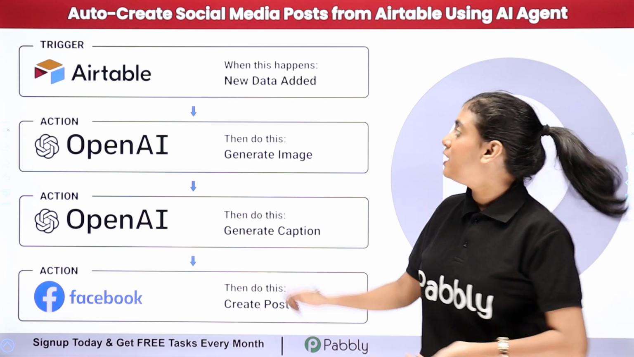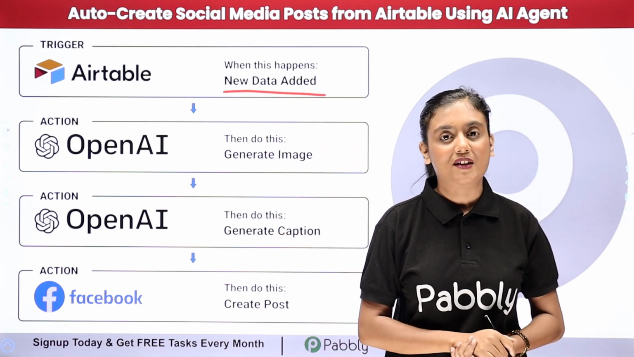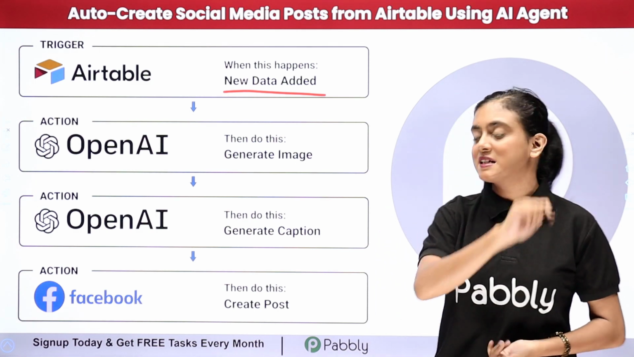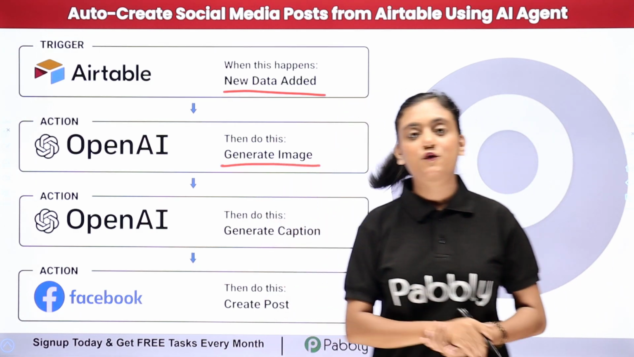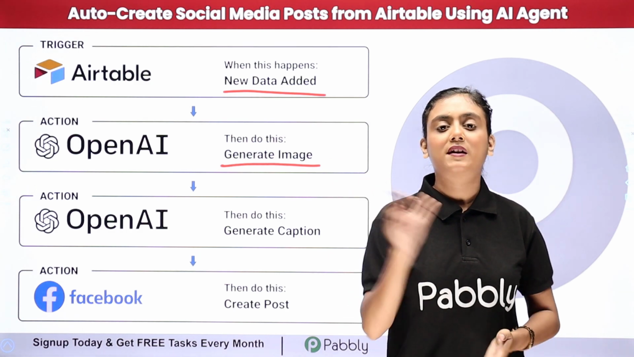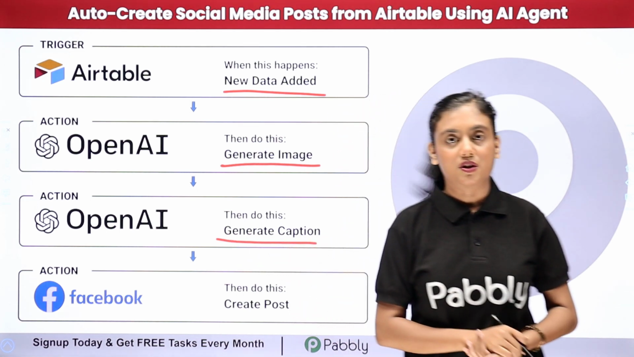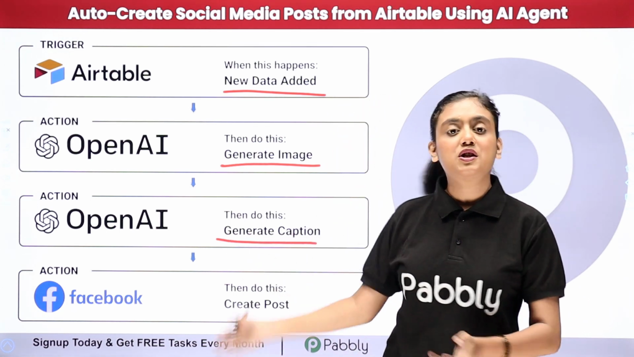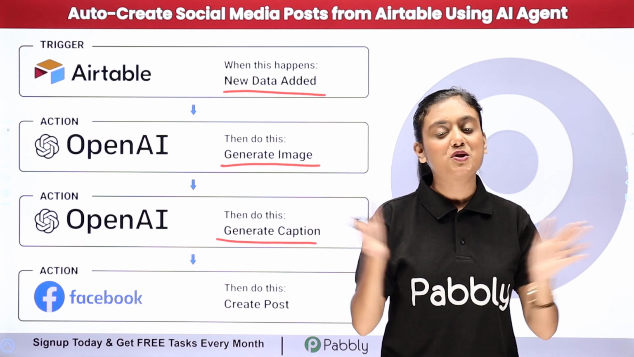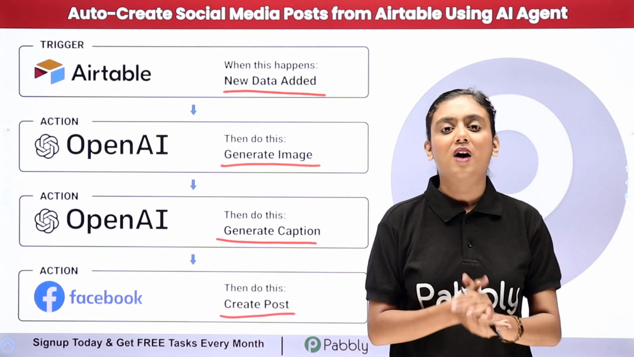Now in your Airtable, when you add the new data, the description of the post that you want to create on your Facebook page, first an AI agent is going to automatically generate the image for you related to the description. As the image is generated, we want a caption as well, so another AI agent is going to generate a caption. As the image and the caption are generated by the AI agent, a post is automatically going to be created on our Facebook page and shared to our audience.